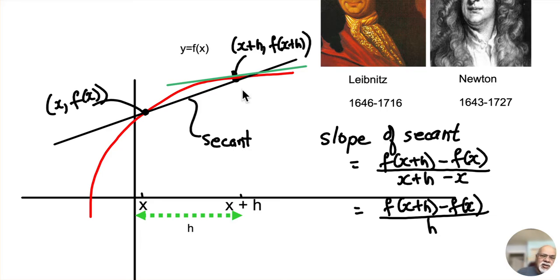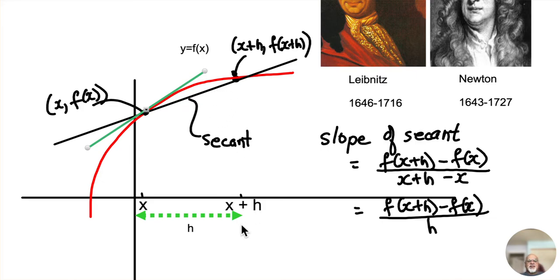Actually, I shouldn't have drawn the tangent at that point. Let's back this off here. I actually want the slope of the tangent at the point x. So I've chosen a point that's x units away, and the best I can do is to come up with the slope of the secant.